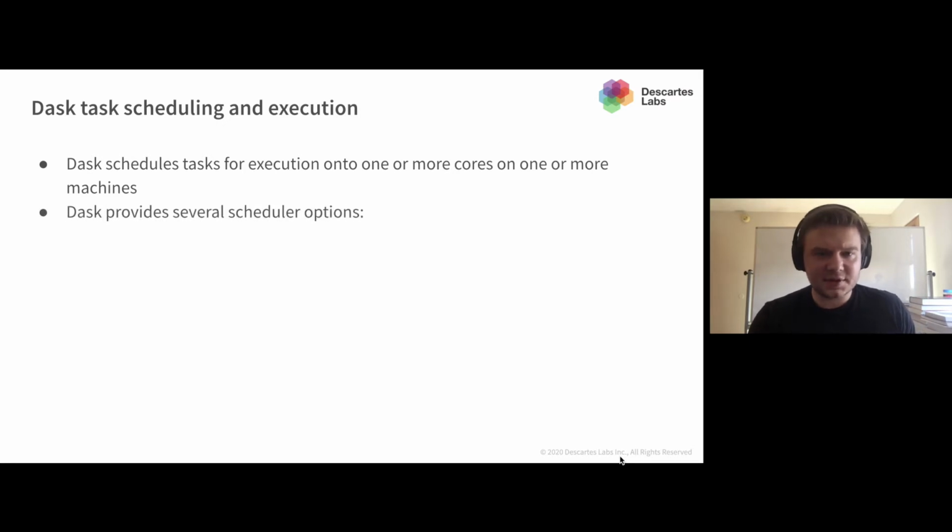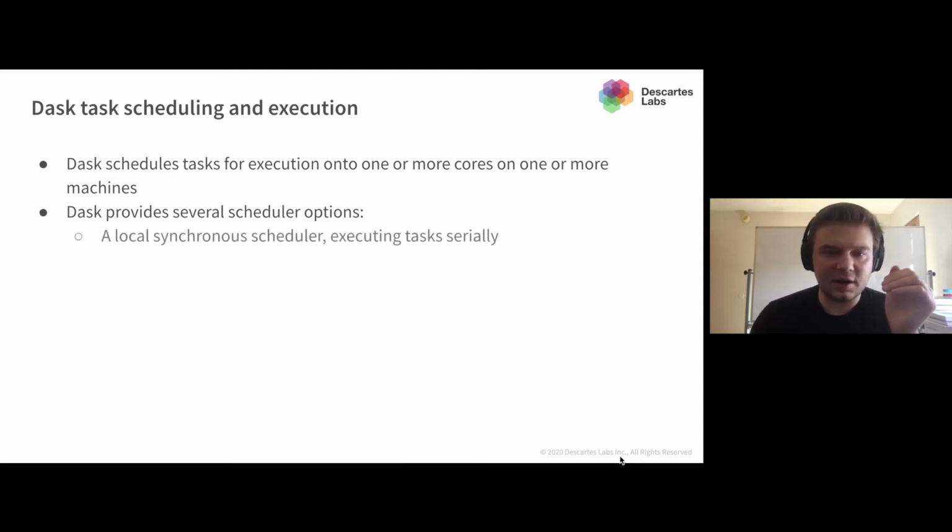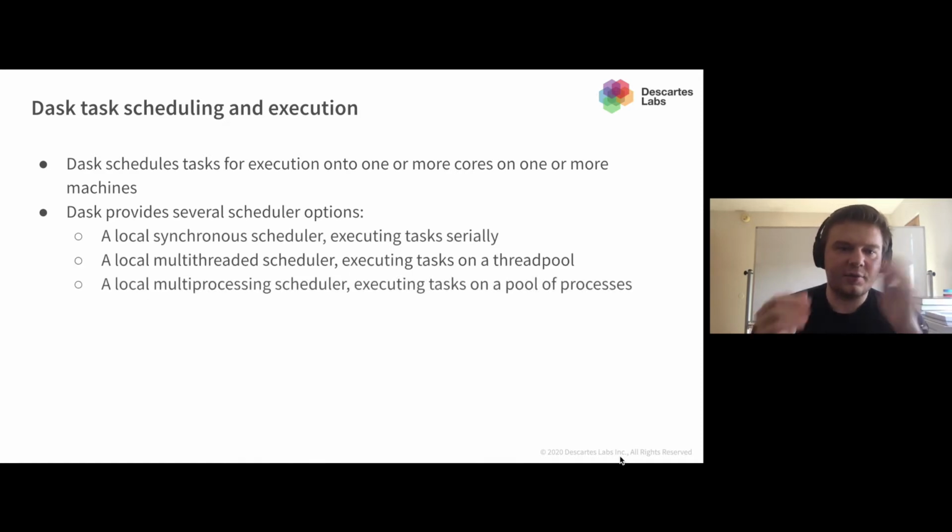They provide several scheduler options out of the box. There is primarily a delineation between the very simple local schedulers that will execute on a single node. And there are three big ones. There's the synchronous scheduler that executes tasks serially. There's the multi-threaded scheduler that will execute tasks over a thread pool. And then there's the multiprocessing scheduler that will execute tasks on a pool of processes.